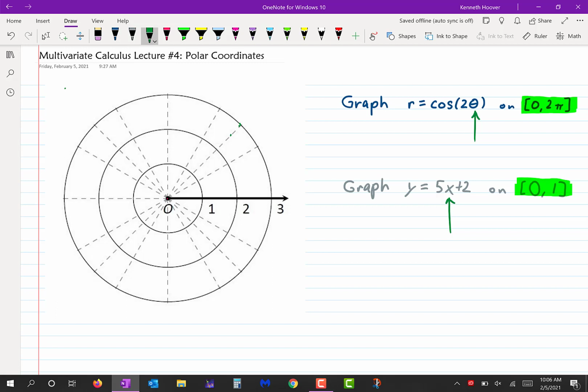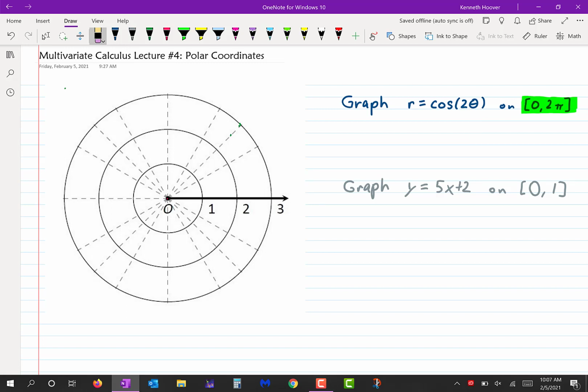Does it have to be 0 to 2 pi? No, it could be anything. But let me point out to you, it never makes any sense for the domain to have a length longer than 2 pi, because if you use angles in a range more than 2 pi, then you're going to start repeating yourself anyways, and so that would be a waste of time.